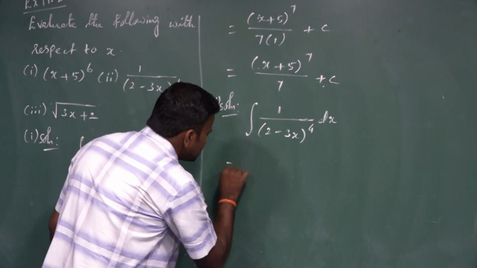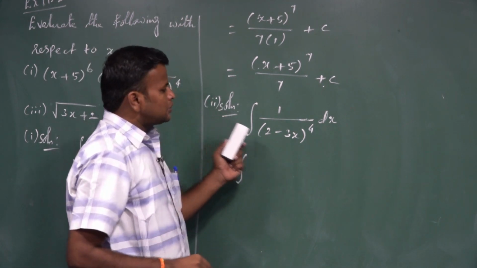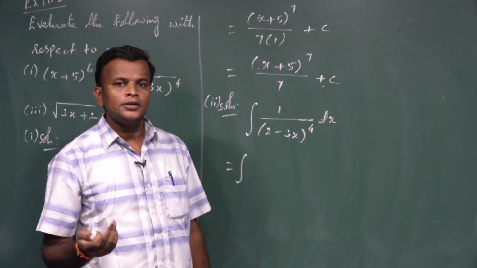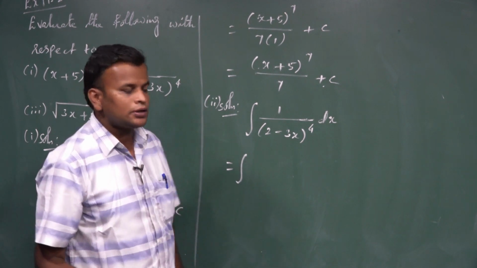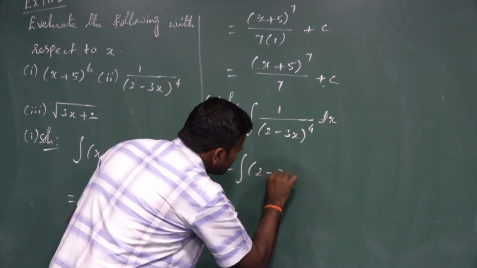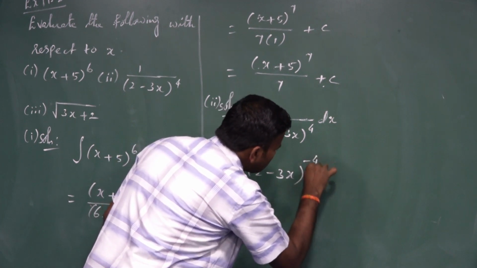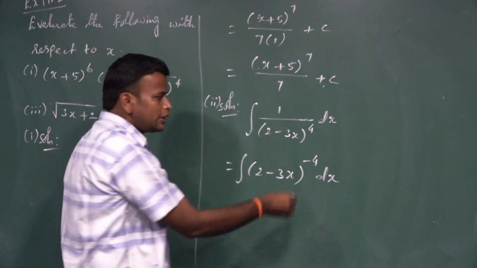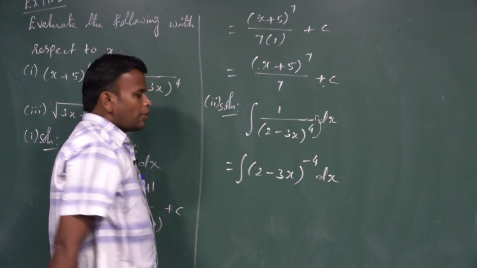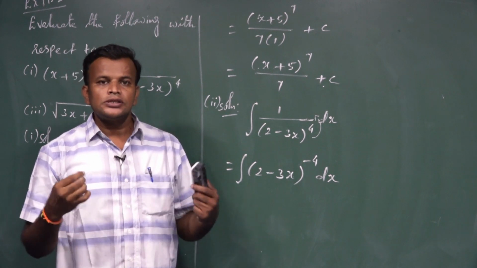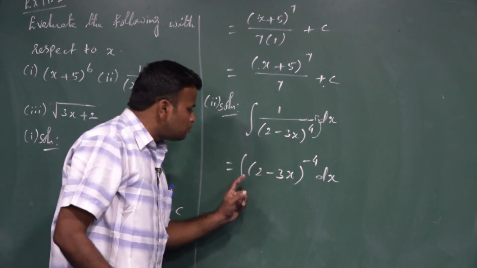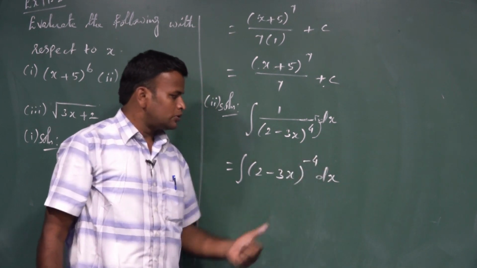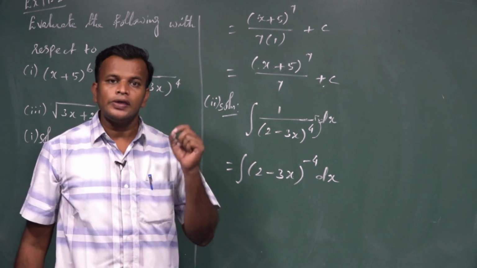So the first step is, we keep the term: the denominator term goes to the numerator, then the sign changes in the power. So we write it as (2 minus 3x) whole power minus 4 into dx. The plus 4 in the denominator becomes minus 4 in the numerator. Now using the same formula of x power n, because in the base the variable x is contained and in the power the constant minus 4 is there.